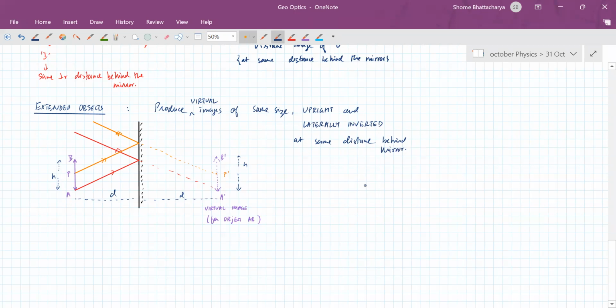Okay, so let's understand what lateral inversion means. If this is the object, then the image will appear to be like this. Right becomes left and left becomes right. Okay. If this is the object, the image will appear to be like this.